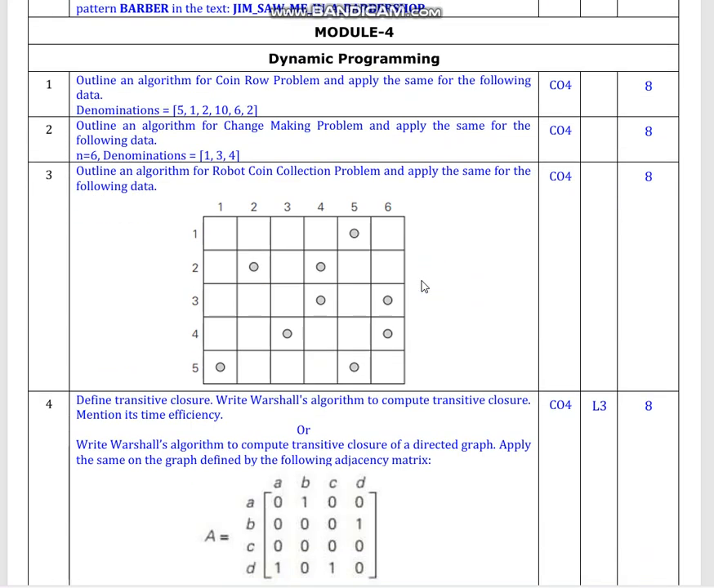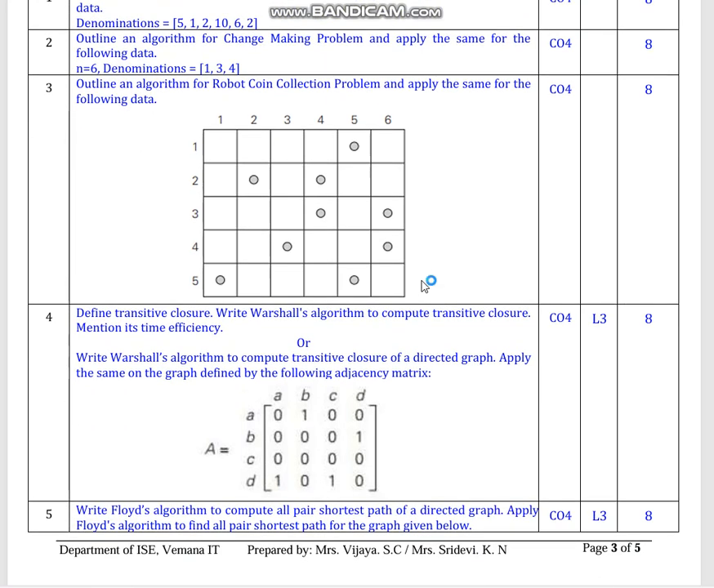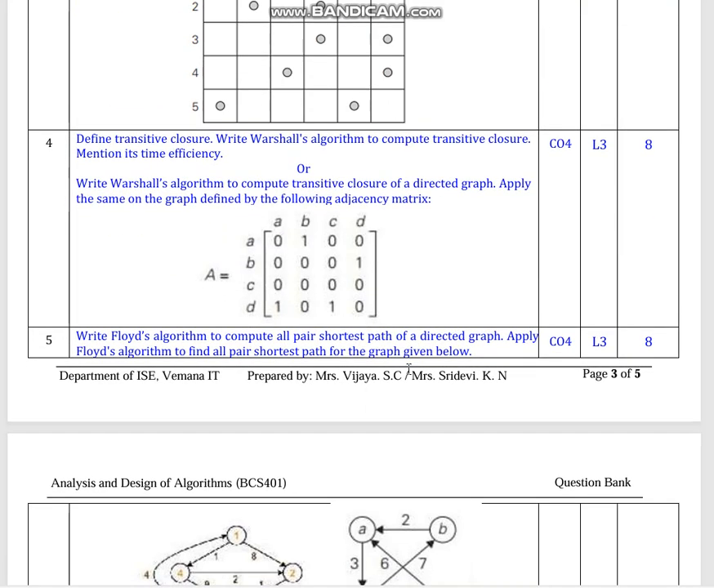Next, fourth module, dynamic programming. Warshall's algorithm is very important in this. And Floyd's algorithm, even this is also a very important question.